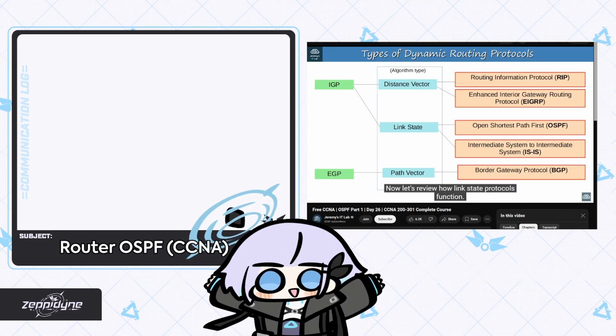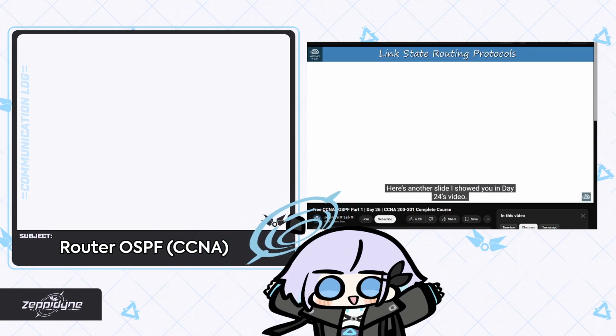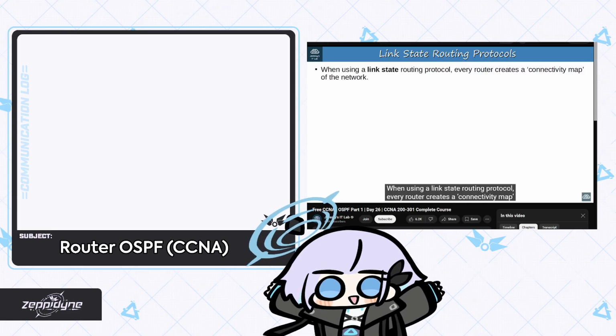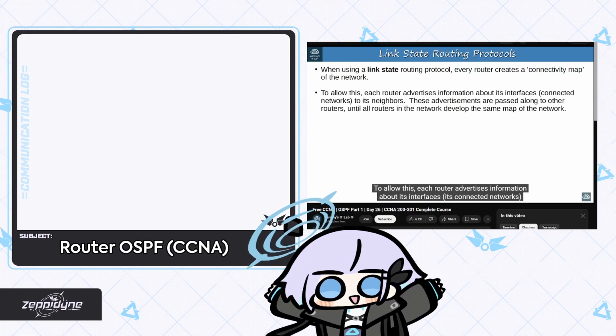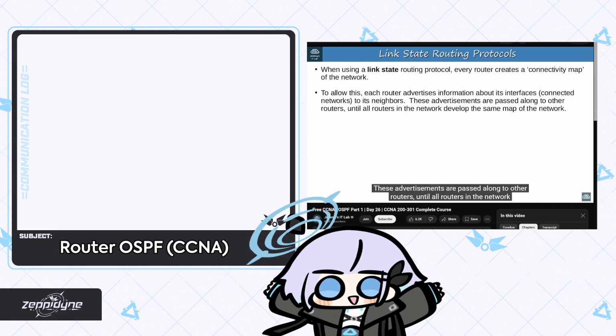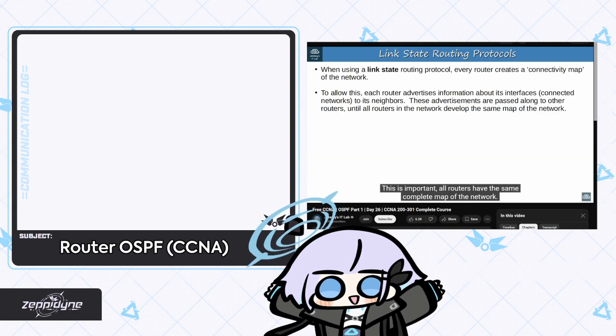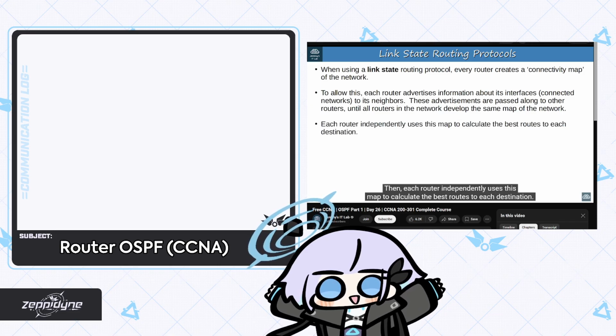Now let's review how link state protocols function. Here's another slide I showed you in day 24's video. When using a link state routing protocol, every router creates a connectivity map of the network. To allow this, each router advertises information about its interfaces, its connected networks, to its neighbors. These advertisements are passed along to other routers until all routers in the network develop the same map of the network. This is important. All routers have the same complete map of the network. Then, each router independently uses this map to calculate the best routes to each destination.